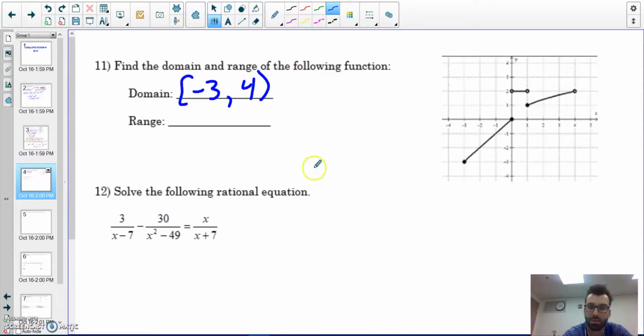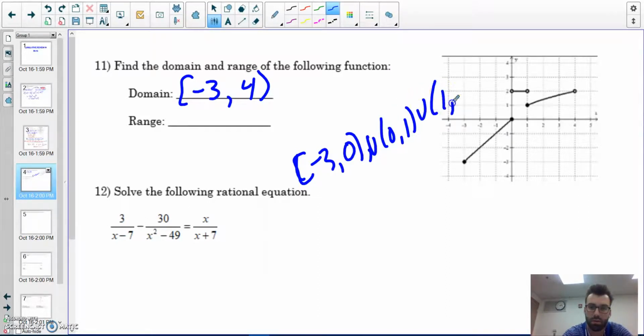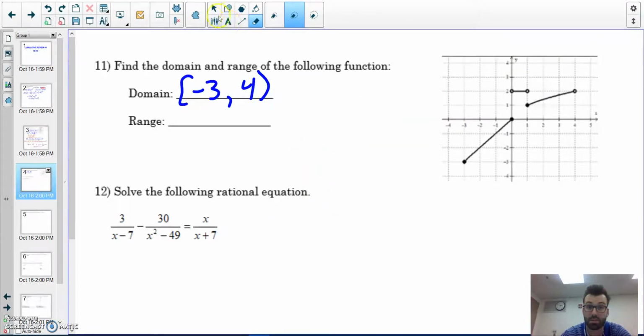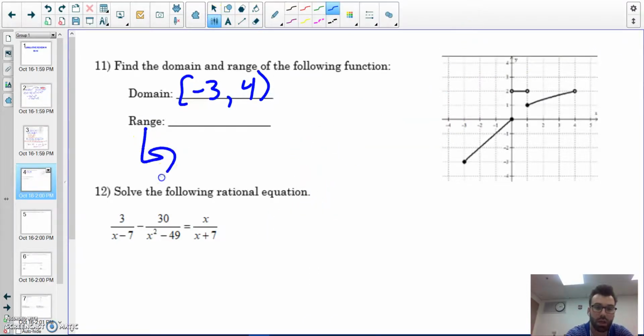Do not put -3 to 0, union 0 to 1, union 1 to 4. This would be incorrect. Okay, that is incorrect. Don't make that mistake twice. Yikes. Okay, here we go. Range. Range, remember, is from bottom to top. All right, bottom to top. My smallest possible y value is -3. Closed dot, so I include it. Okay. -3 up to, I hit 0.